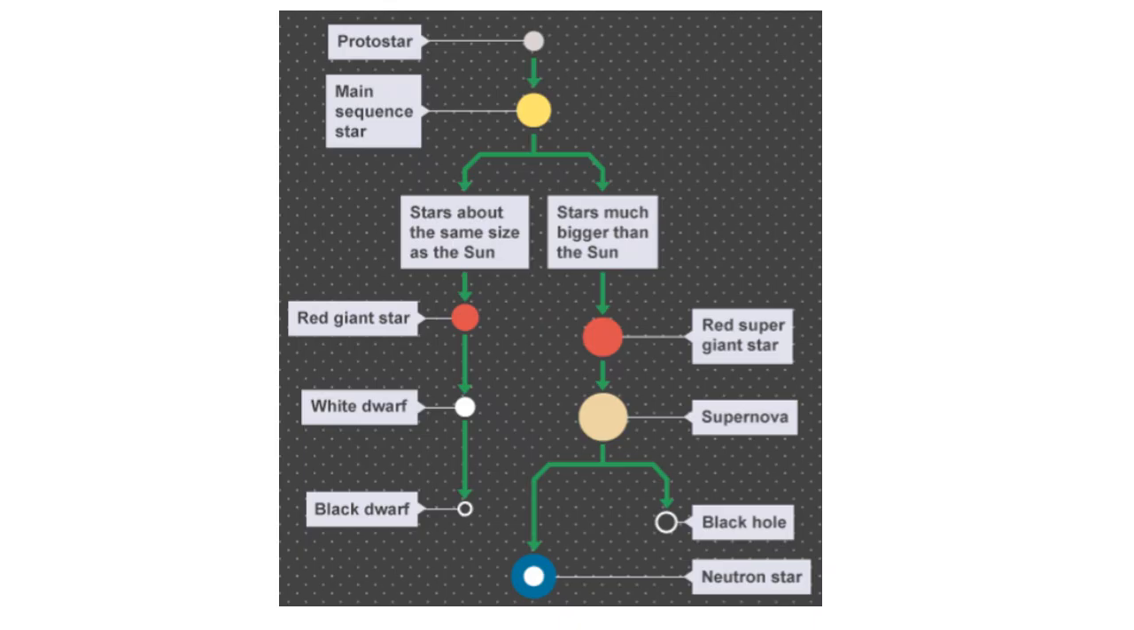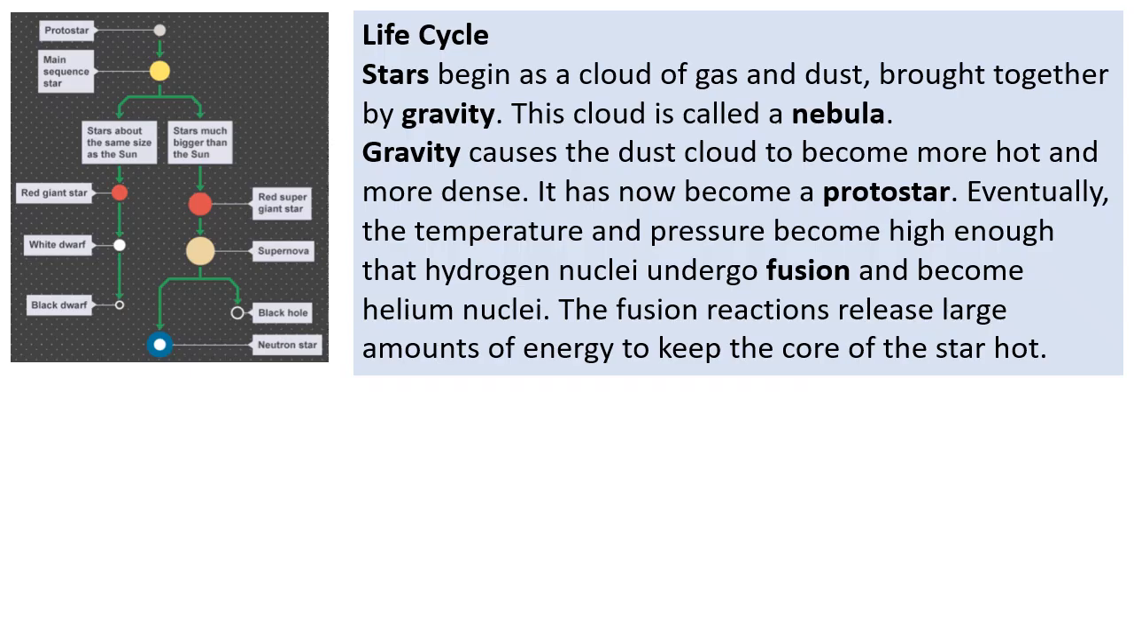This is the life cycle of a star. First, you start off with a protostar, and it goes to a main sequence star, and it goes off to two different branches. If the mass is low, let's just say the same size as our sun, it becomes a red giant, then becomes a white dwarf, and then it becomes a black dwarf. But if the mass is much bigger than the sun, it will be a red supergiant, supernova, black hole, or neutron star. So, life cycle.